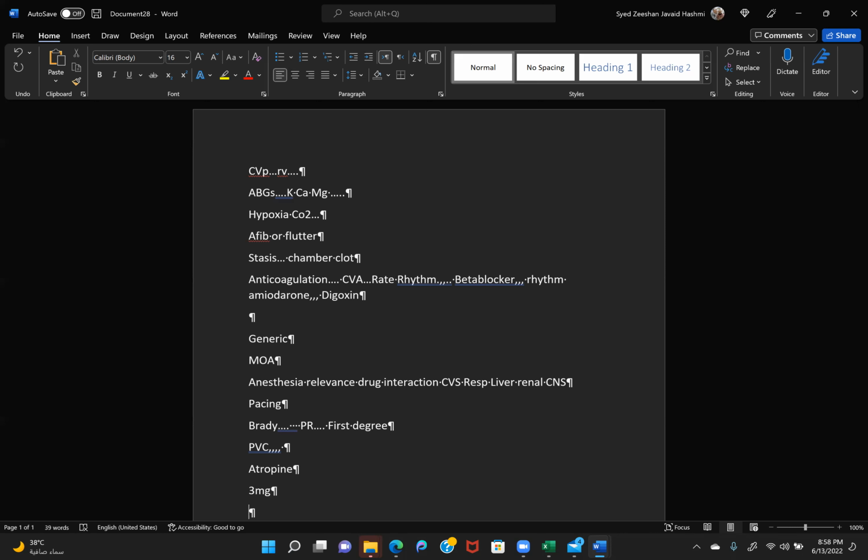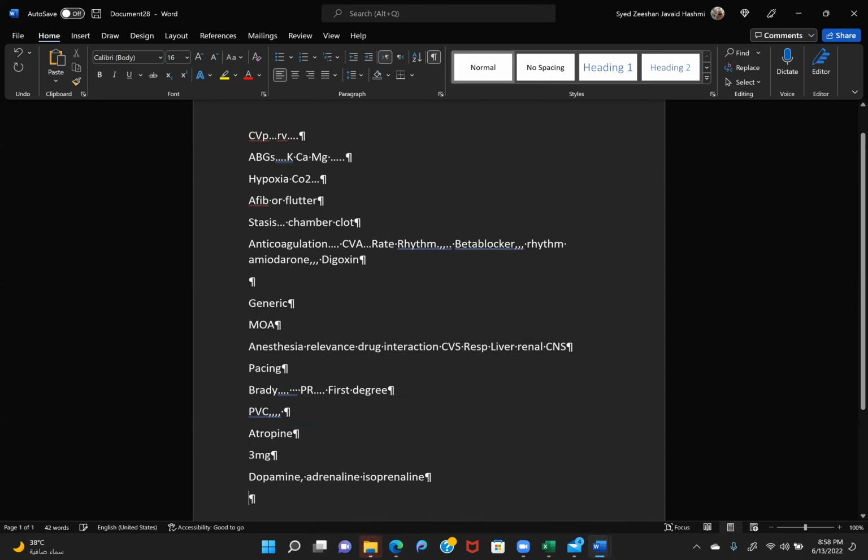So the first line is atropine. The second line is dopamine, adrenaline, and isoprenaline. Not dobutamine, dobutamine is not there. So these three medications are there in the second line, and pacing. Pacing will be temporary, transcutaneous, transvenous, and then permanent.